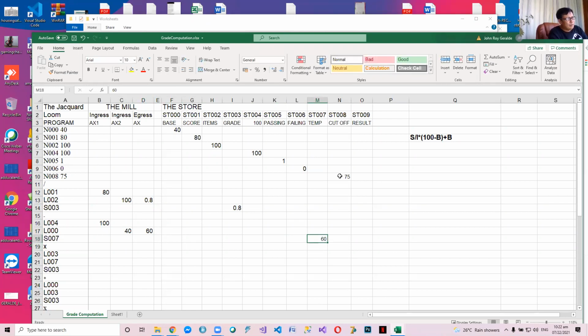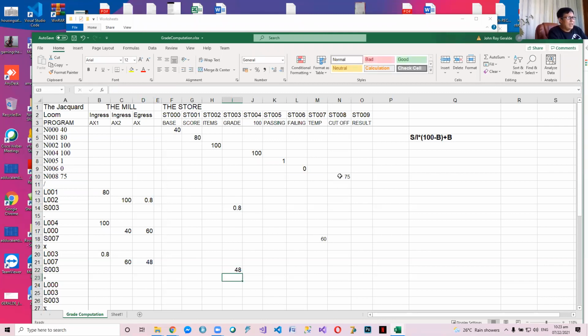What will we do with the 60? We will multiply it with the 0.8, the partial grade, which is 0.8. So we'll do a times L003, which is 0.8, and 007, which is 60. So we'll have equals this times that, 48, and we'll store it here at 003. Our partial grade is 48.